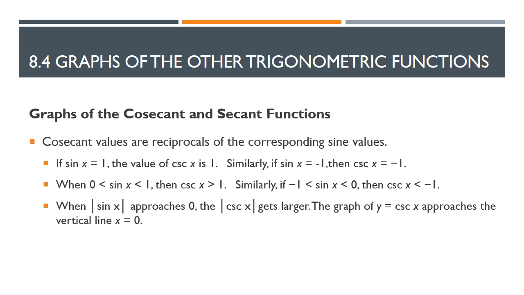The graph of y equals cosecant of x approaches the vertical line x equals 0. In fact, the vertical asymptotes of the cosecant function are the lines x equals n pi. In other words, at pi, 2 pi, 3 pi, 4 pi, you're going to have vertical asymptotes for the cosecant function. Because remember, the cosecant is going to be undefined anywhere that the sine of x is 0, and that's going to be at multiples of pi.